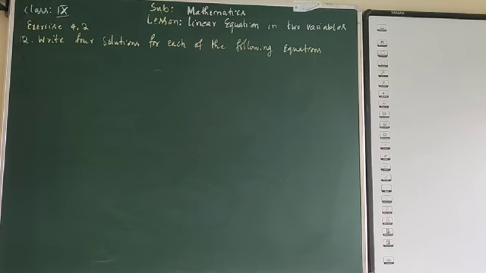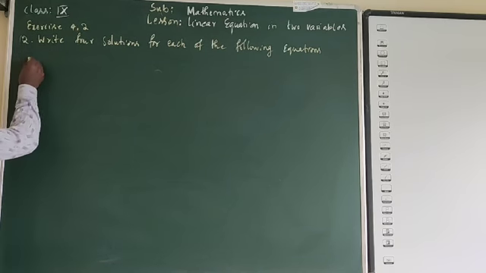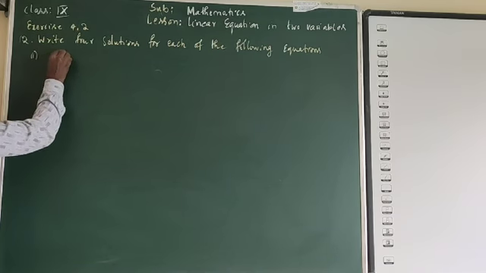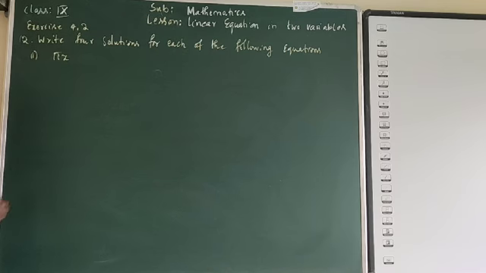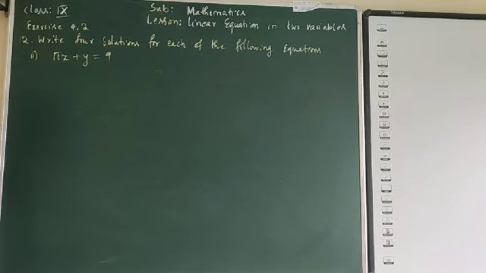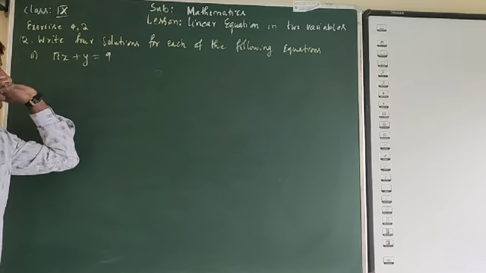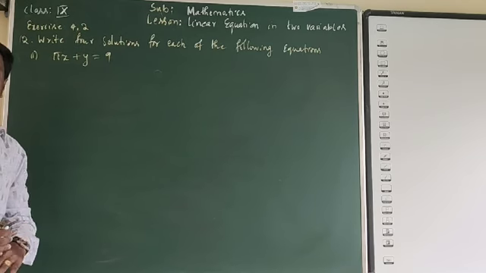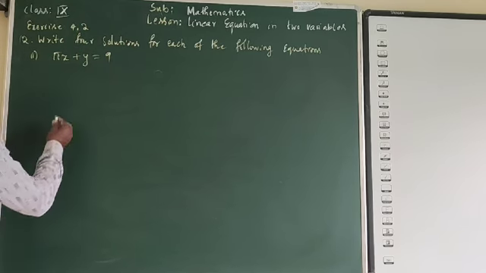The second question is pi x plus y is equal to 9. Since I am having a pi here, we are getting confused here how to find the solutions for this, right? So very simple. Wherever we have a pi, since they have not given a pi value, keep it as it is. Keep it as it is. That's it.